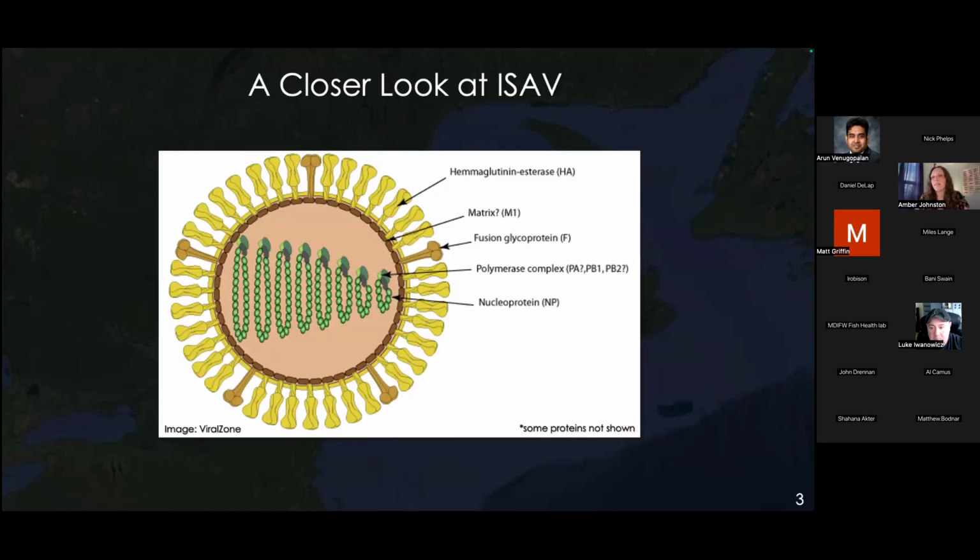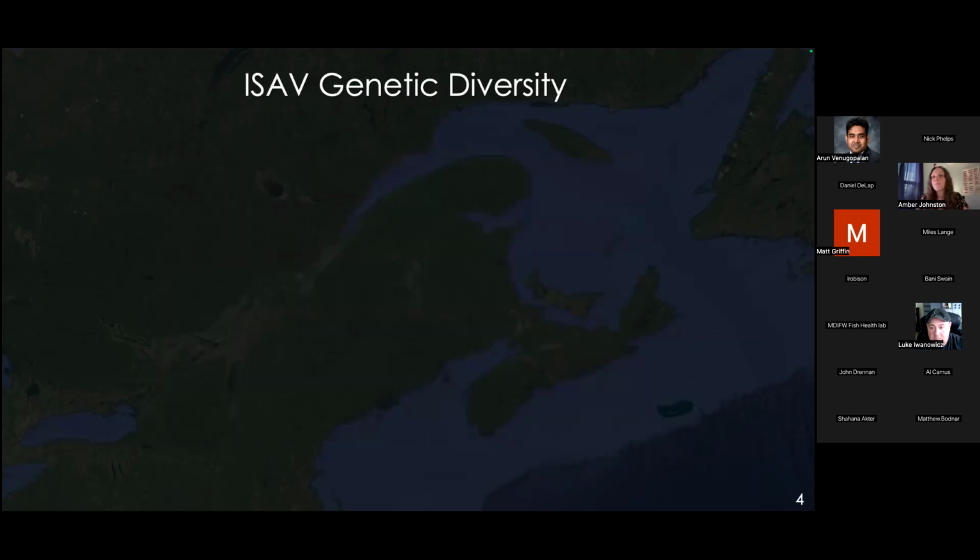ISAV is an enveloped negative-sense single-stranded RNA virus in the family Orthomyxoviridae, and if that sounds familiar, it's probably because Orthomyxoviridae is also home to influenza viruses. With that, the ISAV and influenza virus virions are very similar structurally, and all viruses in this family have segmented genomes. ISAV in particular has a genome consisting of 8 segments that code for at least 10 proteins, and segments range from about 800 to 2200 base pairs in length, with the whole genome coming in between 13 and 14 kb. Similar to other viruses in the family Orthomyxoviridae, ISAV is highly genetically diverse.